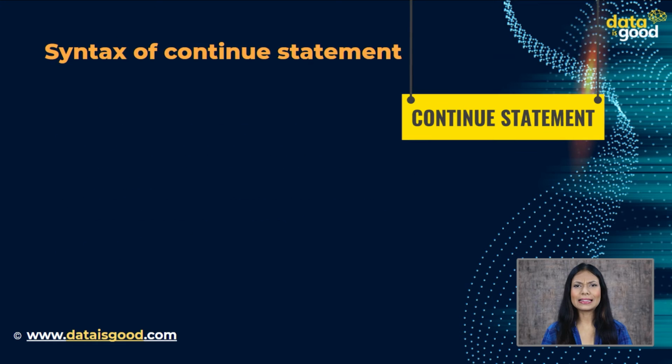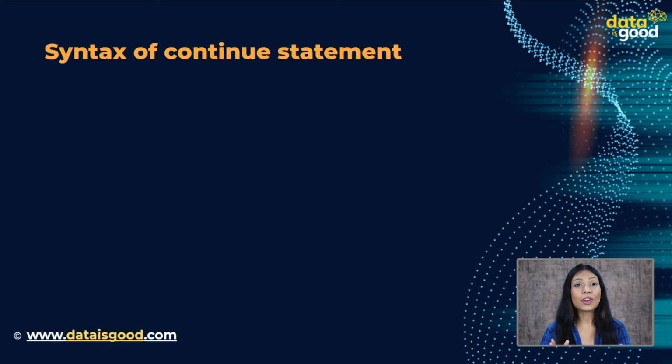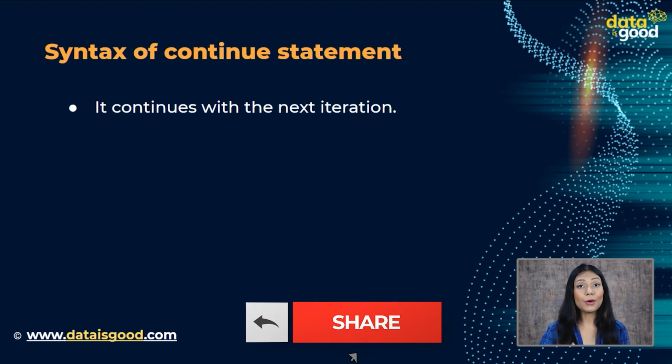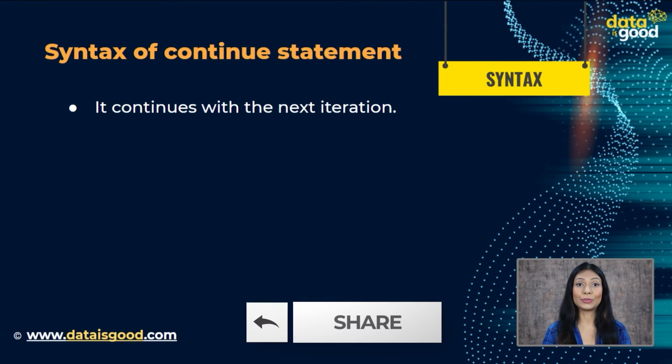So, what exactly is a continue statement? Continue statement allows the control to break just for once when a specific condition is true, and it continues with the next iteration in the loop. Now, you can say that instead of jumping out of the loop, it jumps over the loop.